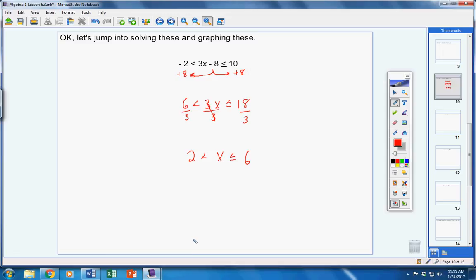Mr. Airwright, how do you know that you're finished? Because x is all by itself in the middle. You're done. Now how would you read that? You would say x is greater than 2 and less than or equal to 6. How would you graph it? Well, I'm glad you asked that question. Obviously my critical values are 2 and 6.